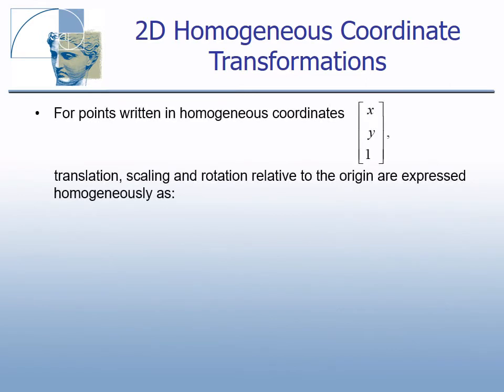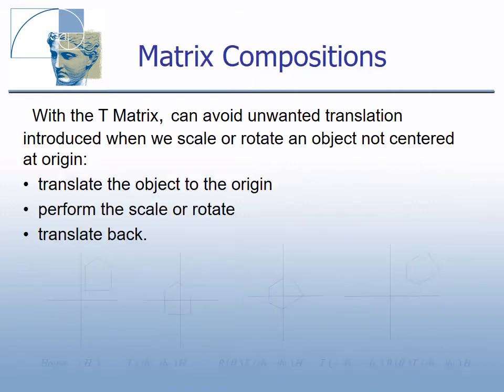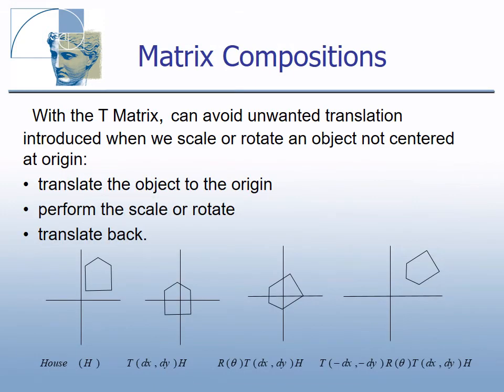For points written in homogeneous coordinates, translation, scaling, and rotation are expressed uniformly, or homogeneously, in matrix form. Note that matrices are 3 by 3 for 2D transformations. The main point is that now the translation matrix is in the same form as scaling and rotation. Now we are back to the composition of transformations.